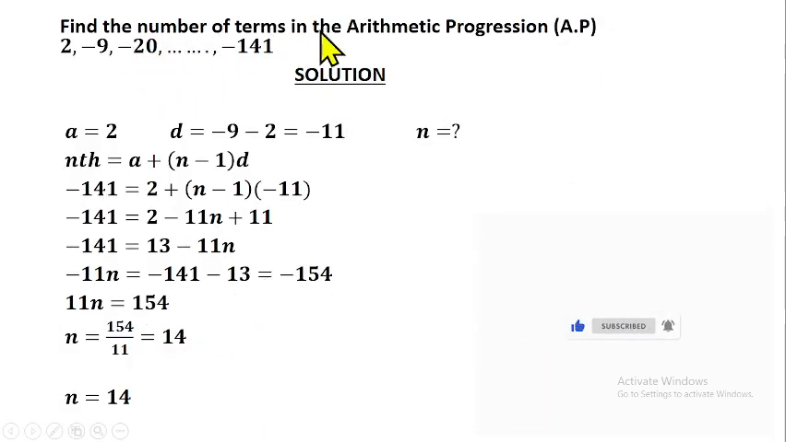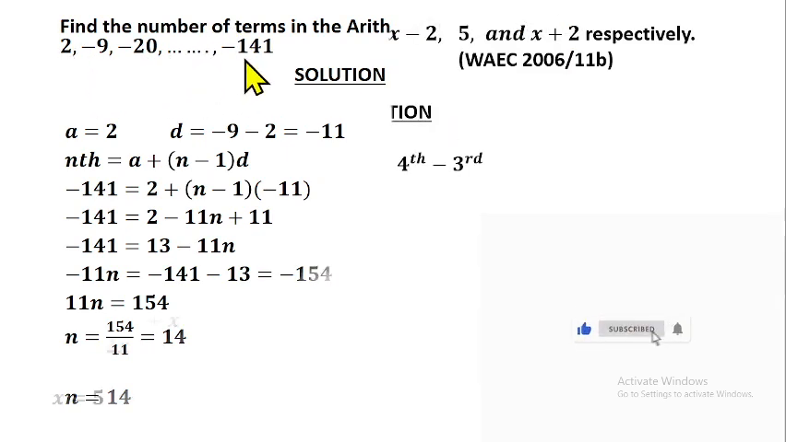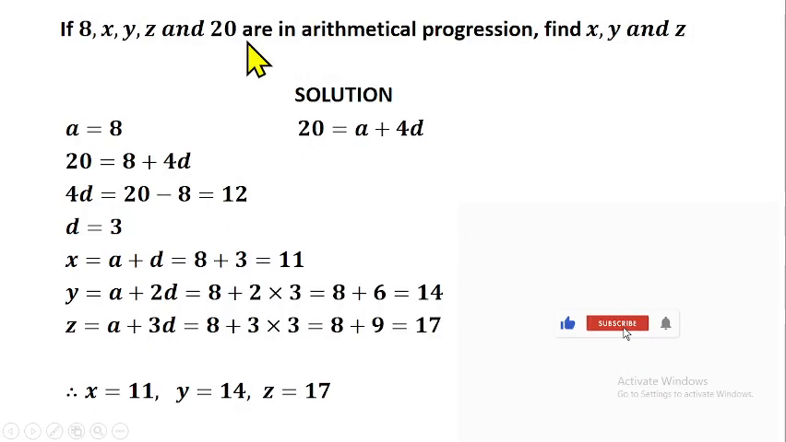Find the number of terms in the arithmetic progression 2, minus 9, minus 20, dot dot dot, minus 141. So look at this. What are you asked to find here? They did not ask you to find a particular term. No, they want us to know how many terms we have from this 2 to minus 141. Sorry, pardon me for that.